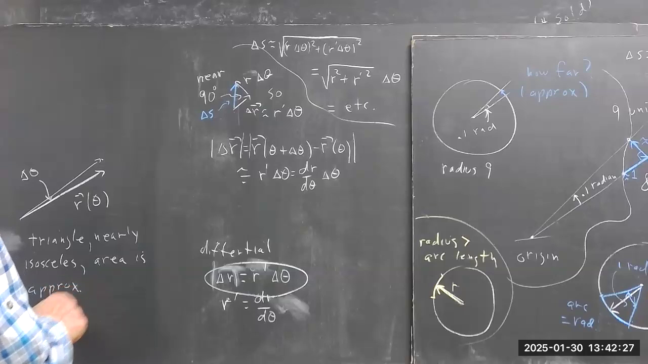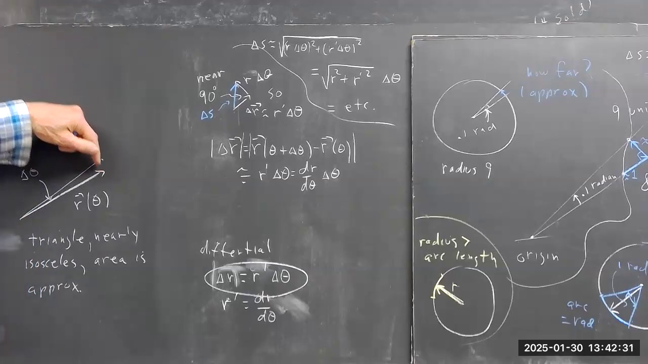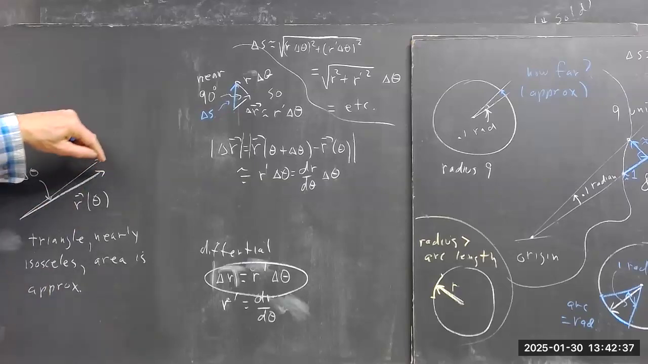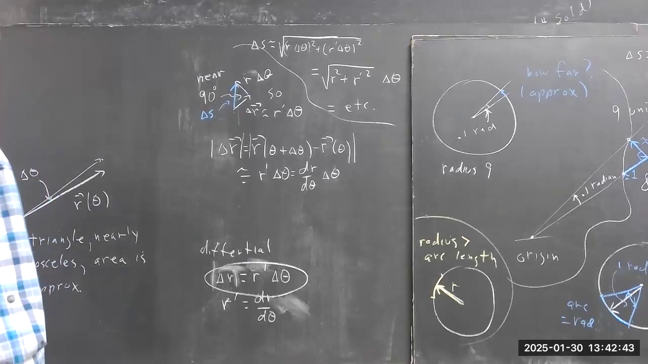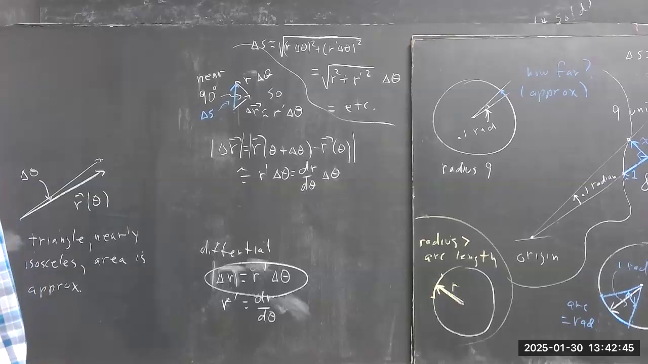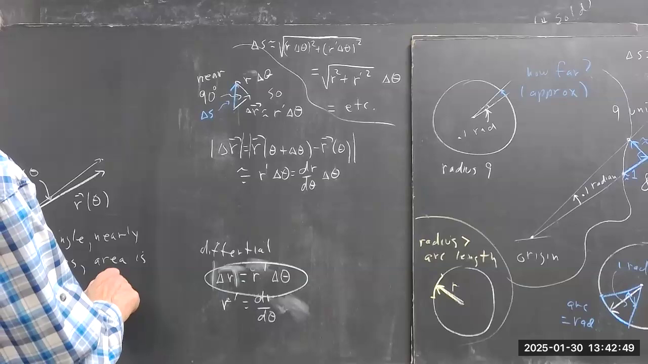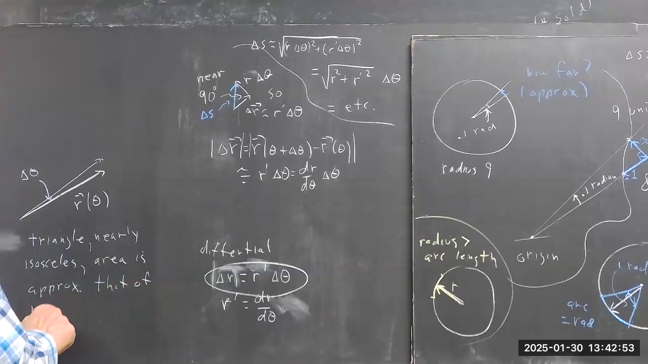If it's nearly isosceles, then it's nearly a right triangle, because if you've got a small angle here and your angles add up to 180, these angles have got to be pretty close to 90. Okay. So the area has to be approximately that of the right triangle.